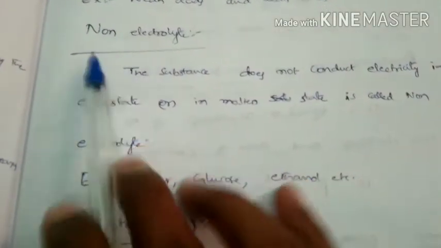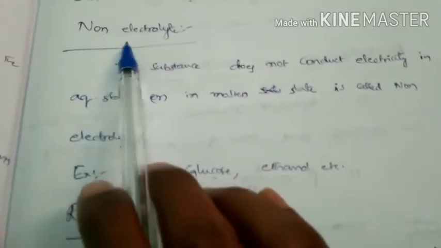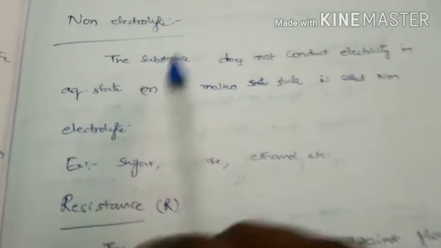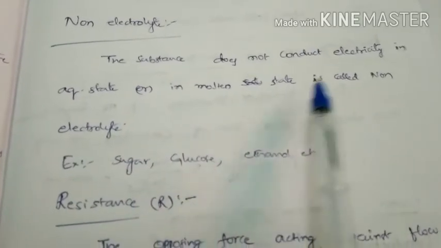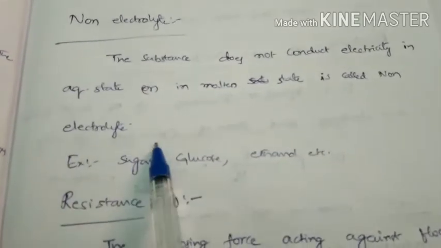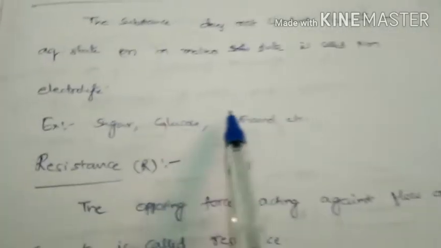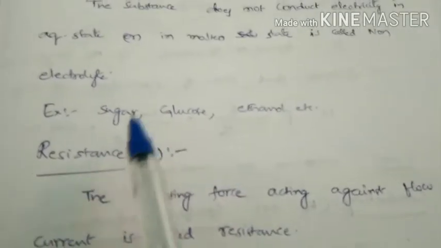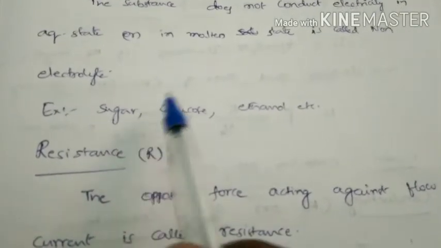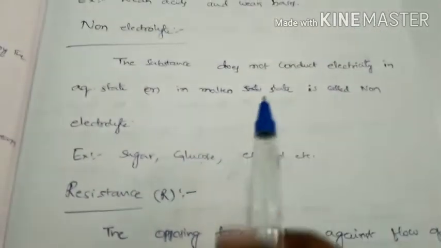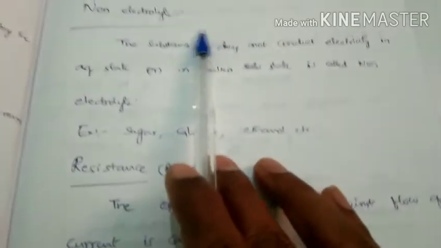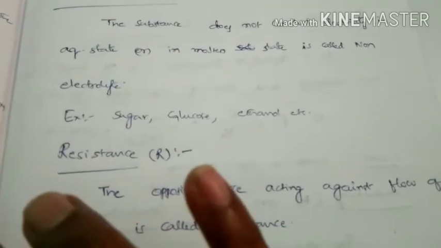Next one, non-electrolyte. Non means does not here. So a substance that does not conduct electricity in aqueous state or in molten state is called a non-electrolyte. For example, sugar solution, glucose solution, ethanol solution. That means when we pass electricity through these solutions, they do not exhibit conductivity. That is why this is called non-electrolyte. So this is all about electrolytes.